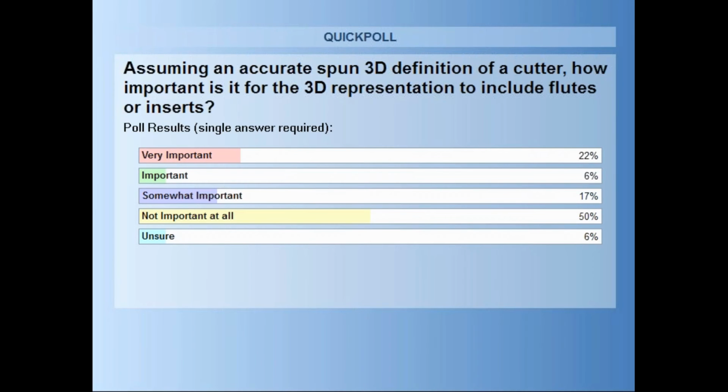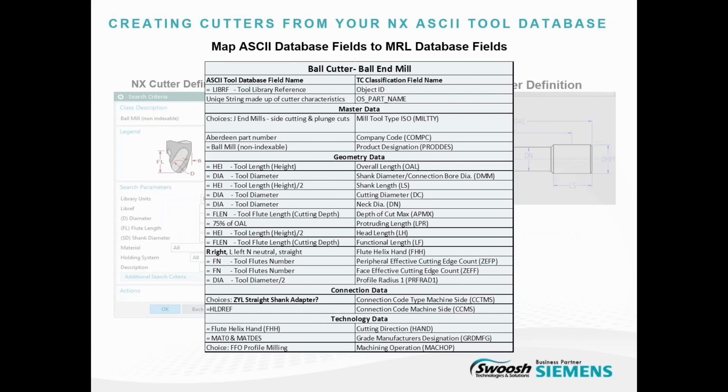Diana, how are the results on that one? Well, it says 22, but we actually had another person join in. It's 23% very important, 6% important, 17% somewhat important, 50% said not important at all, and 6% is unsure. That's interesting. Okay, good. I also appreciate any time you can give us any other feedback on this stuff. It would be just awesome. And we're about done with the questions.